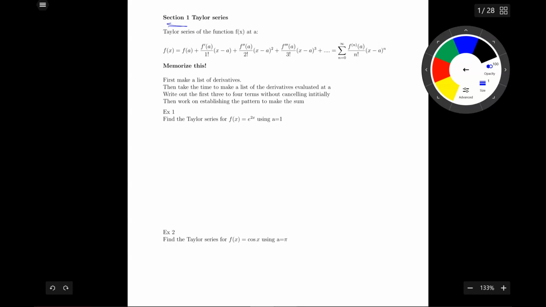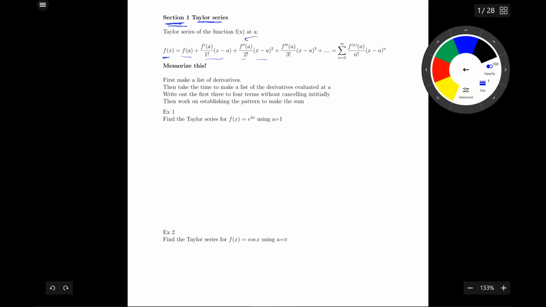All right, we're going to start by expanding a function into a Taylor series. So if I have a function, I can expand it to f of a, f prime of a times (x minus a), f double prime of a divided by 2 factorial, times (x minus a) squared. So you see a little bit of a pattern. I'll show you a proof of this in a minute.